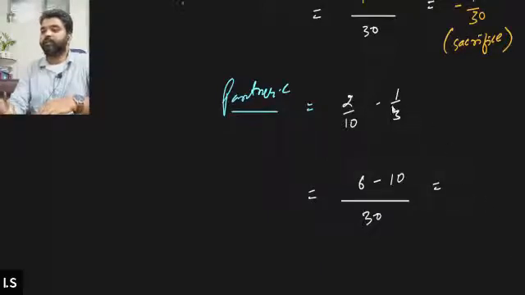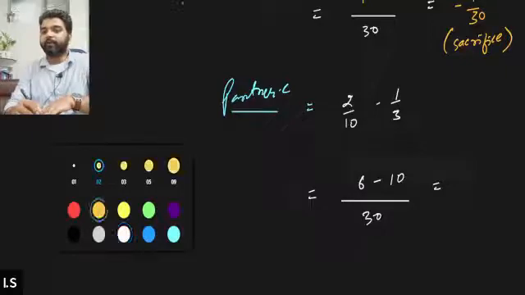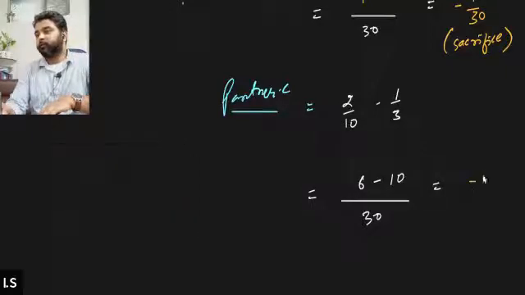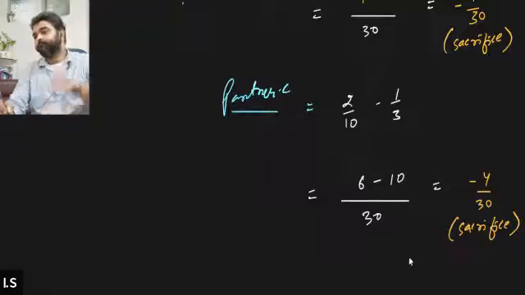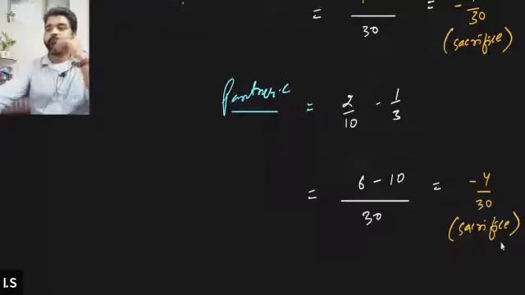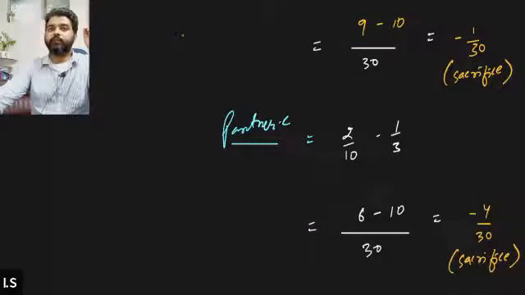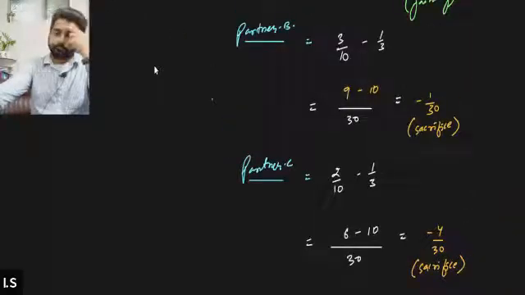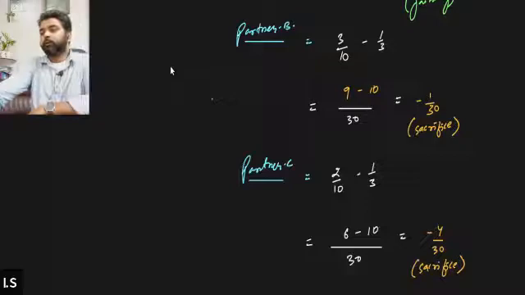Again, we are getting the negative balance, negative value. So there will be 4 by 30. That means sacrifice for partner C also. Tell me, everyone, is this clear? Is this calculation clear to all of you? Yes, sir. Okay.